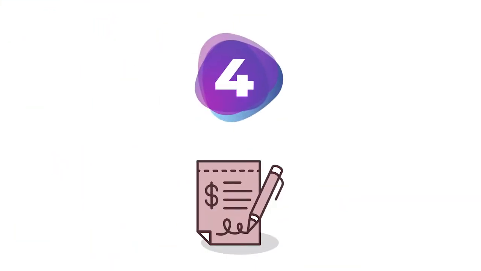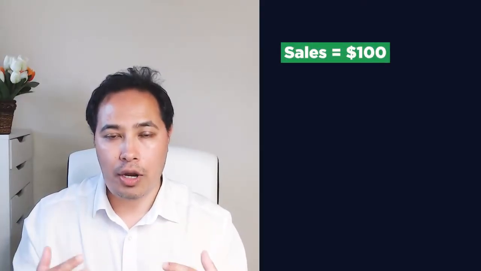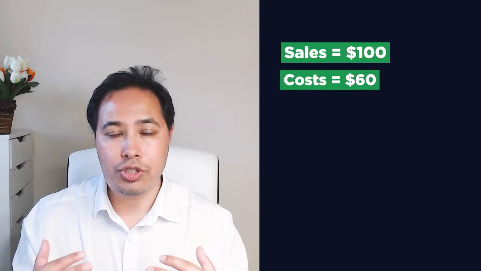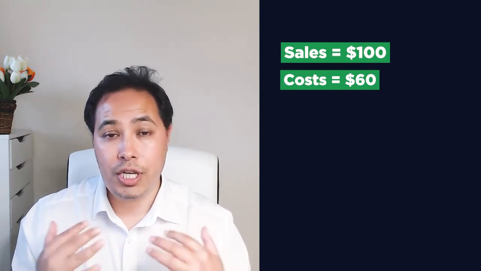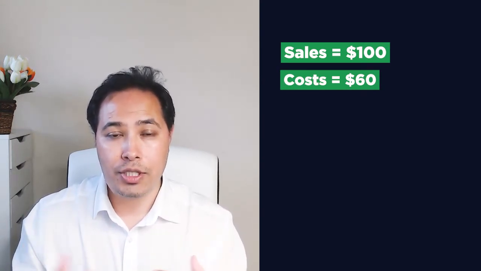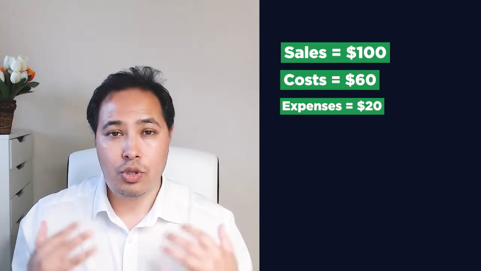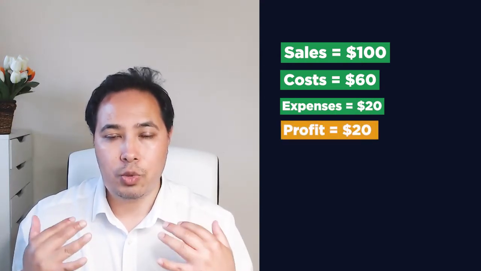Step number 4, net cash flow movement. Net cash movement will tell you how much cash is generated from profit. Let's say a business makes sales of $100 in a month, and the cost to make the goods is $60 and expenses is $20. So the profit for the business is $20.